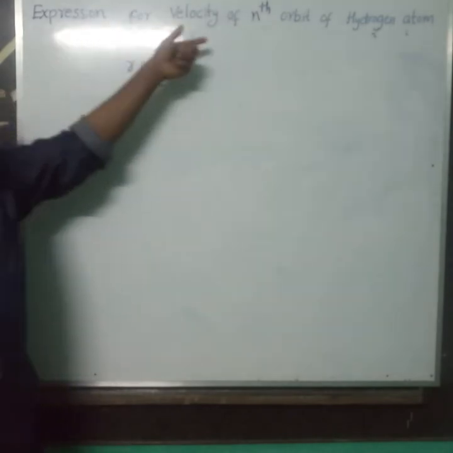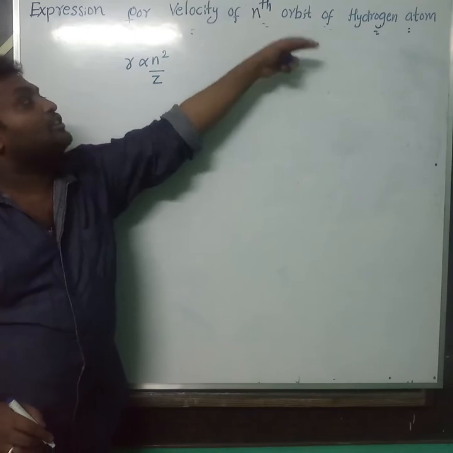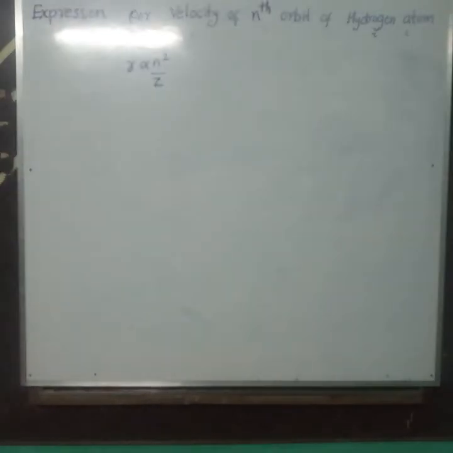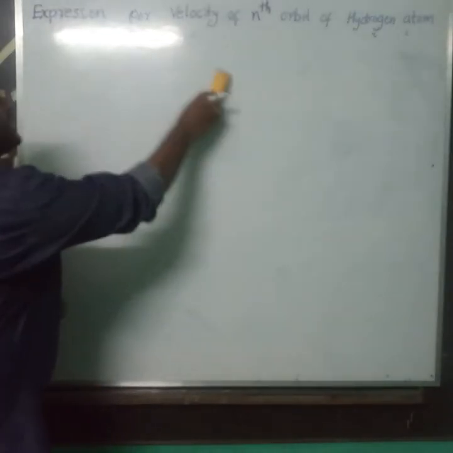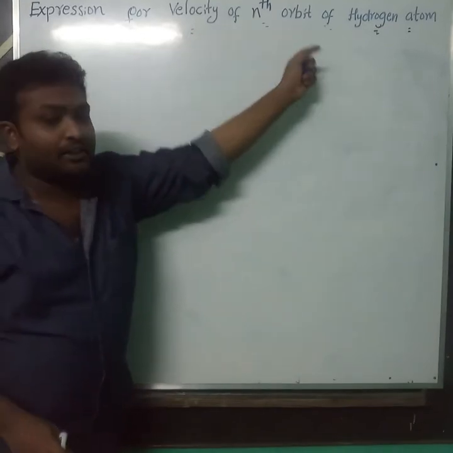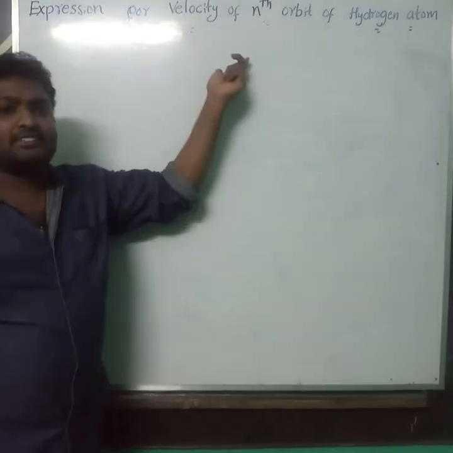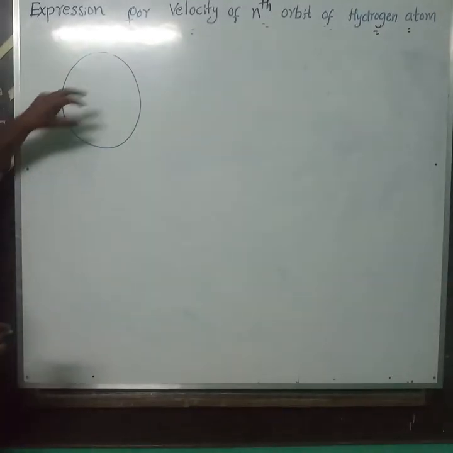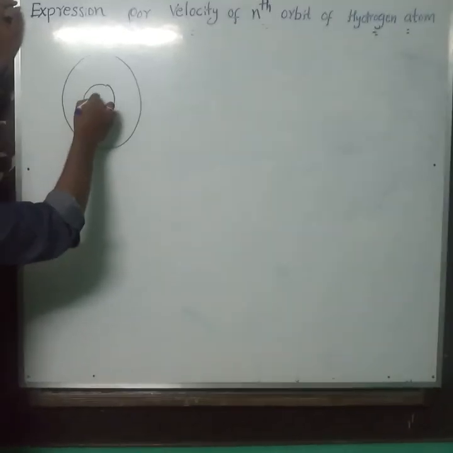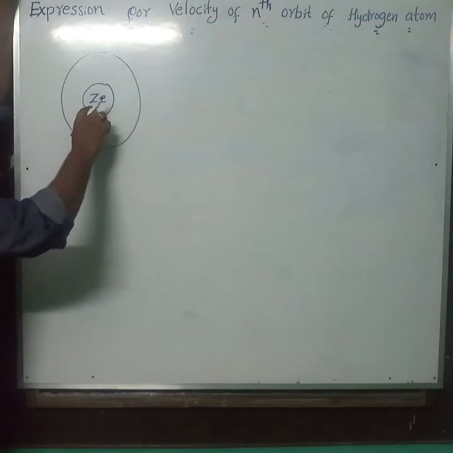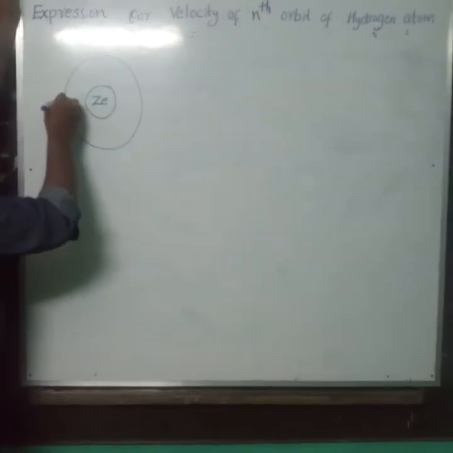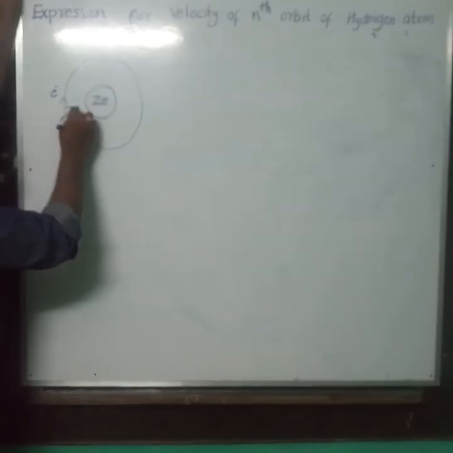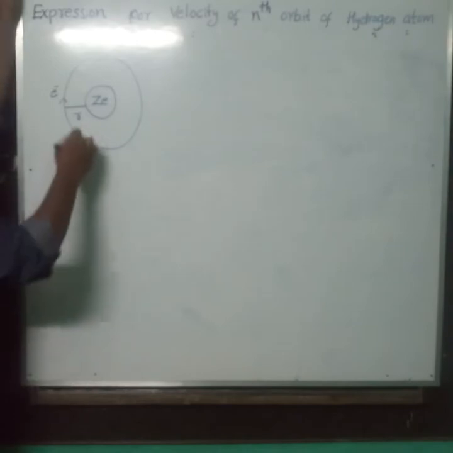So now let us see how the velocity of the electron in the nth orbit of hydrogen depends upon the principal quantum number and atomic number. So let us discuss clearly in this class the velocity of the nth orbit of the hydrogen atom. We are using the same assumptions of Bohr's theory. As usual, we said that an atom has at the center a nucleus with atomic number Z, and the electron is revolving around the nucleus in a circular orbit. Now the distance between the nucleus and the electron, the radius of the orbit, is what?